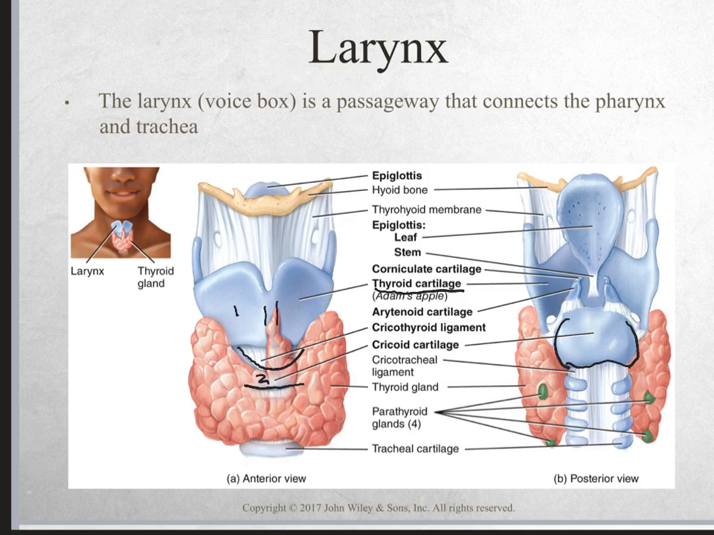So we look at the cricoid cartilage, and I want to point out a region, a space, and we're going to outline it in a different color. We're going to make it red, and we're going to talk about why this region is so important. There's a ligament here. It's called the cricothyroid ligament.